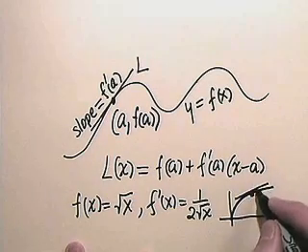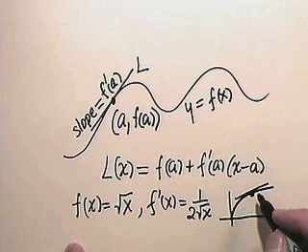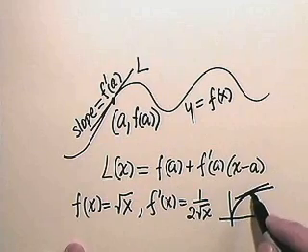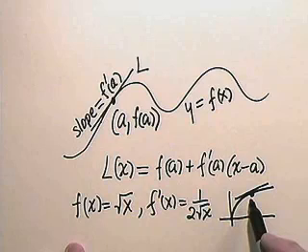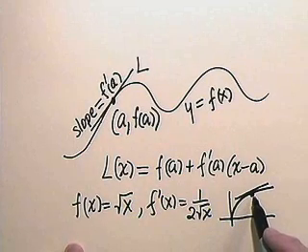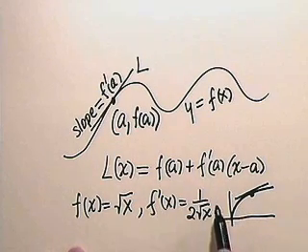Notice how well they approximate each other, and so consequently, if I wanted to compute, for instance, the square root of 9.1, I could easily take the linearization of the square root function at x equal 9, and I would get a very accurate approximation of the square root of 9.1. And that's the general idea in using linearization.